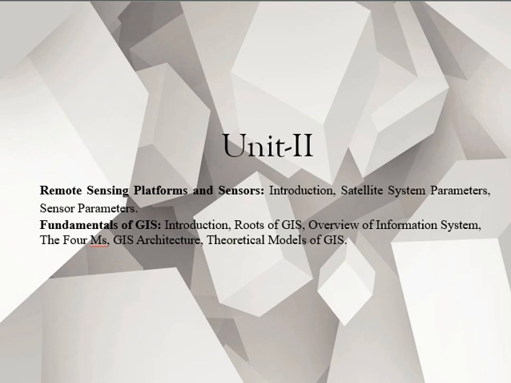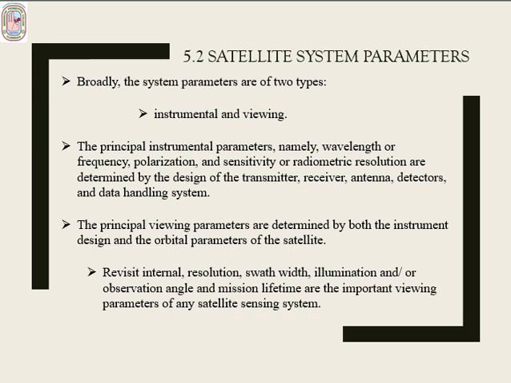Now jumping to the first part, satellite system parameters. Remote sensing systems use satellite or airborne platforms equipped with sensors to gather information about the Earth's surface using electromagnetic radiation. We know this one from the first unit. These systems vary by orbit type, altitude, sensor design, and nature of the data they collect. For example, there are different natures of data: one is optical, thermal, and microwave.